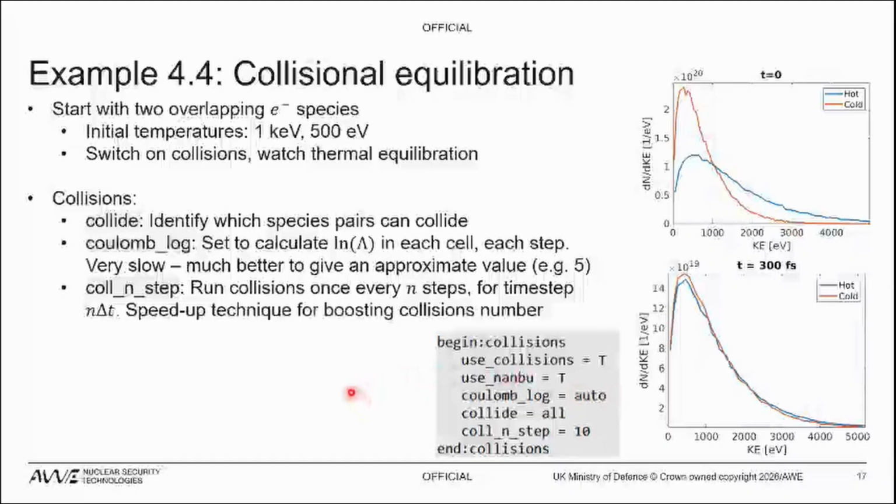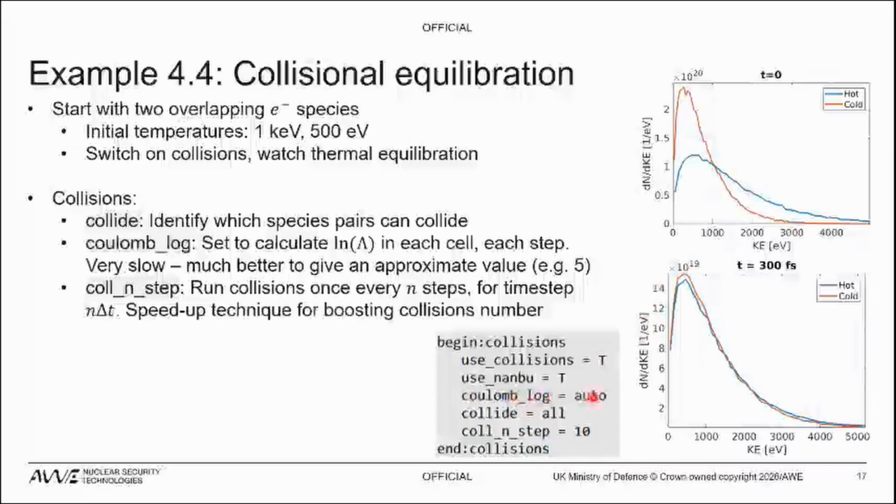For collisions, there's a good collisional test where we do collisional equilibration. You start off with 2 overlapping particle distributions, one at 1 keV, one at 500 electron volts, and then even though they start off with very different distributions of energy, after spending a long time colliding with each other, after 300 femtoseconds in this case, we'll find that they have equilibrated and both species have the same thermal distribution from collisional scatter. There's a few different keys here.